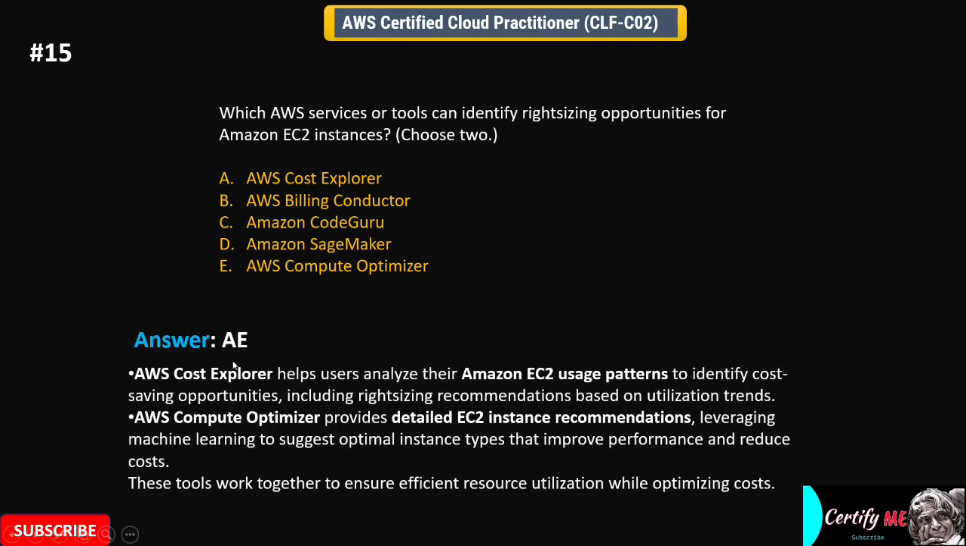First, AWS Cost Explorer helps users analyze their Amazon EC2 usage patterns to identify cost saving opportunities, including right sizing recommendations based on utilization trends. AWS Compute Optimizer provides detailed EC2 instance recommendations, leveraging machine learning to suggest optimal instance types that improve performance and reduce costs. These tools work together to ensure efficient resource utilization while optimizing costs.